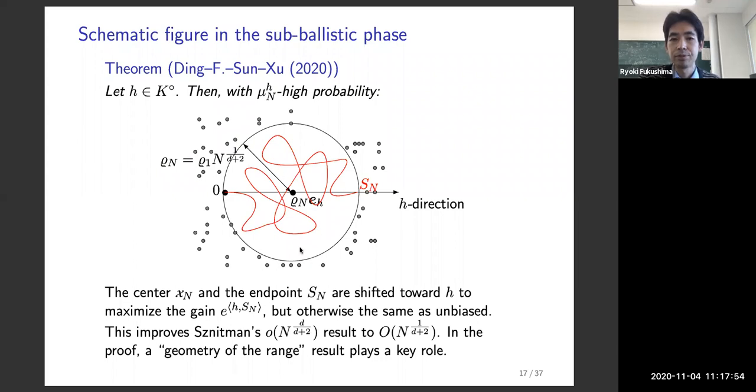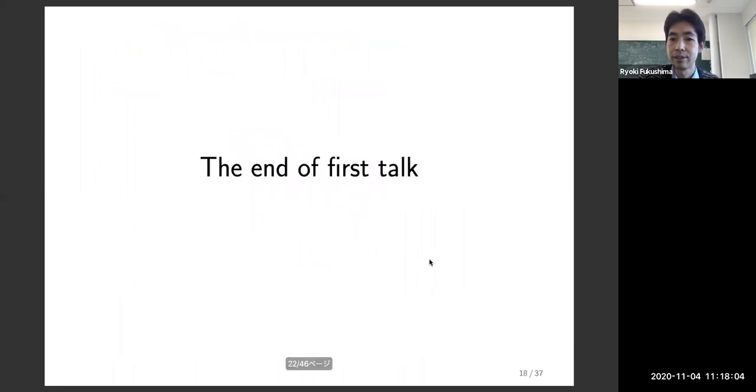In the proof of this precise picture for the biased random walk, the geometry of the range result in the first part plays a key role. But in any case, this is the end of my first part. Thank you very much for your attention.